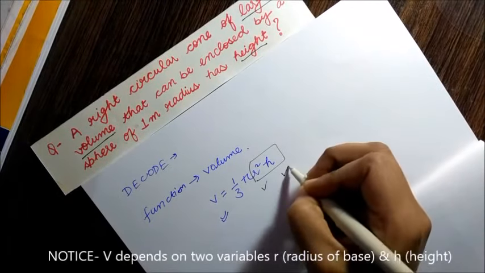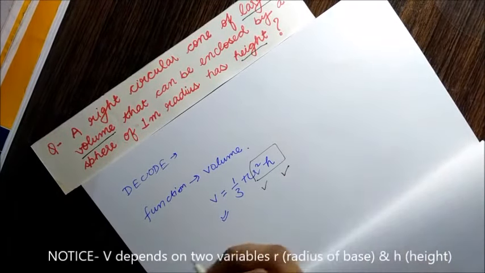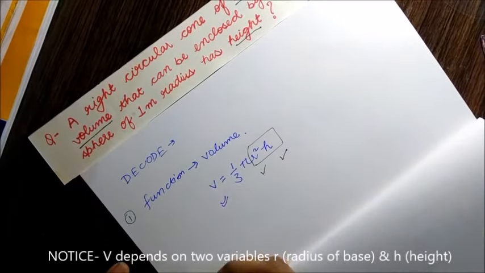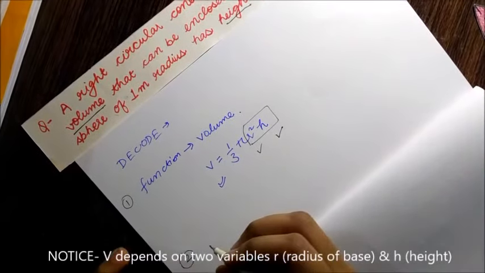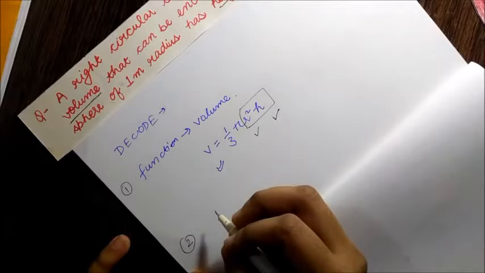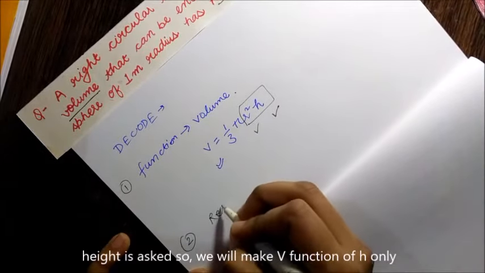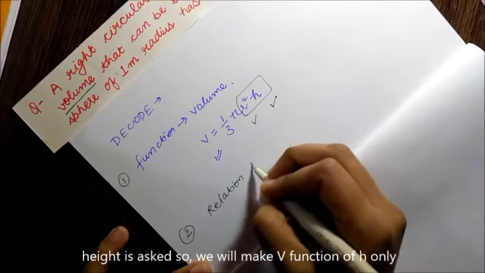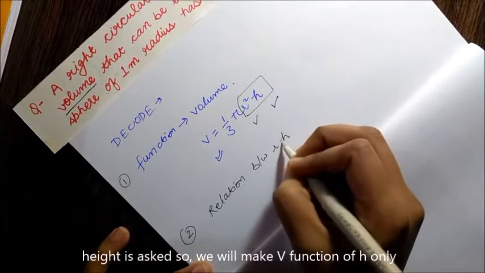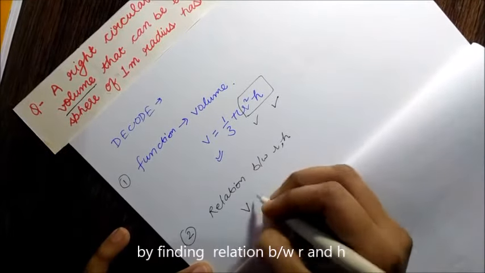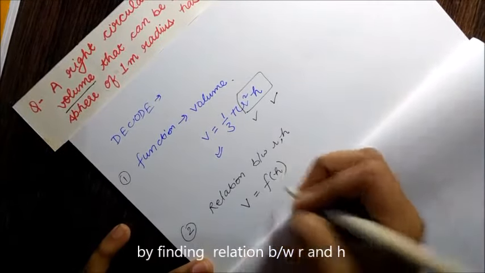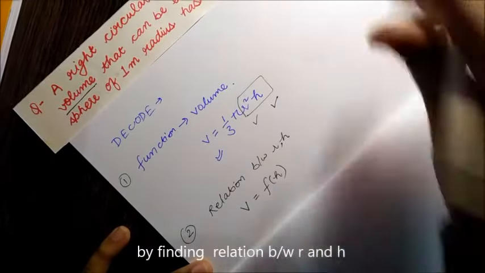Now notice V depends on two variables, r the radius of the base and h the height. And since height is asked, we'll make V a function of h only. And we'll find the relation between r and h. So I'm turning the page now. Now let's visualize.